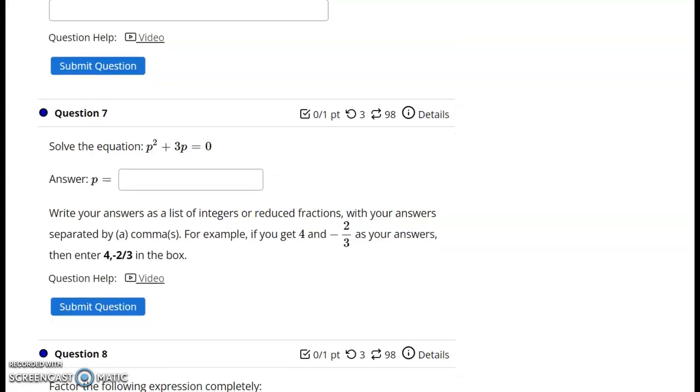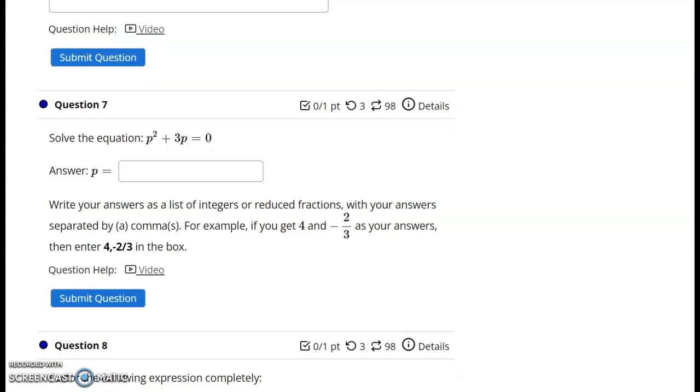Okay, 7. This one's a little different because it doesn't have a constant term, right? A lot of times we'll have something in this form, ax squared plus bx plus c equals 0. But in this case, there is no c. So just like we always do, we want to look for greatest common factor first. Well, greatest common factor is going to be a p. So we can factor out p. Squared divided by p, we have p left, and then plus just a 3, still equal to 0.